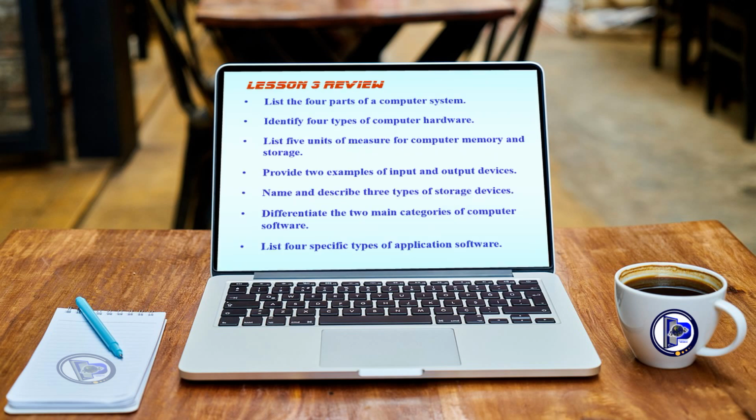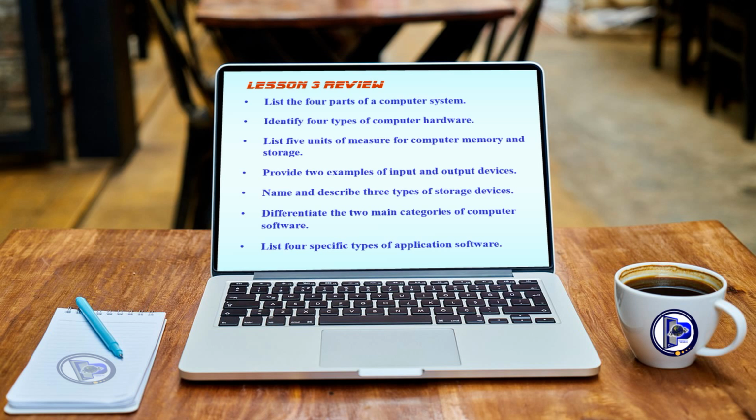Lesson 3 Review. List the 4 parts of a computer system. Identify 4 types of computer hardware. List 5 units of measure for computer memory and storage. Provide 2 examples of input and output devices. Name and describe 3 types of storage devices.